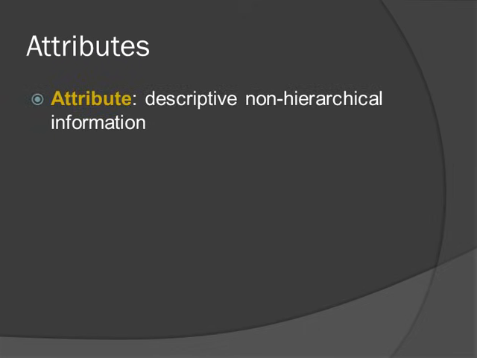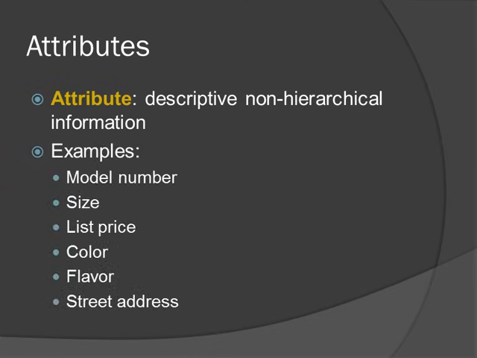More than likely, you're going to supplement your analysis work with descriptive information that isn't part of the hierarchy, but is still important to your analysis. This non-hierarchical information is known as attributes. Examples of attributes are model, size, list price, color, flavor, street address, FIPS codes, and so on.